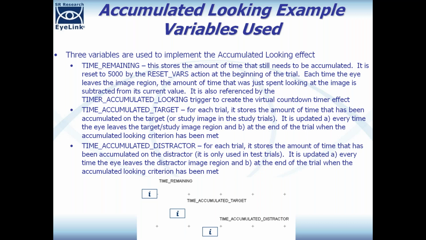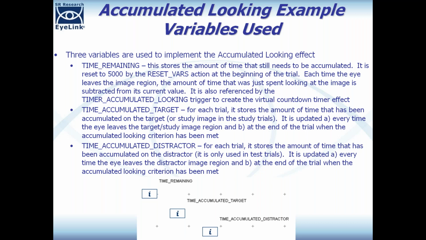And this variable's value is referenced from a timer trigger, which is going to basically do the grunt work of the accumulated looking checking. So we're going to have a timer that implements this virtual countdown timer effect. We'll see that in action in a second. So we reset this variable to 5,000 at the beginning of each trial, and then every time the eye leaves it, we subtract the amount of time they just spent looking at it from the current value. And that updates the amount of time remaining on our countdown timer, stopwatch, or however you want to think about it.